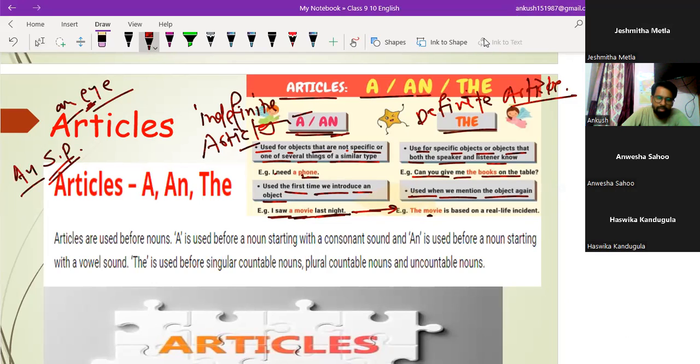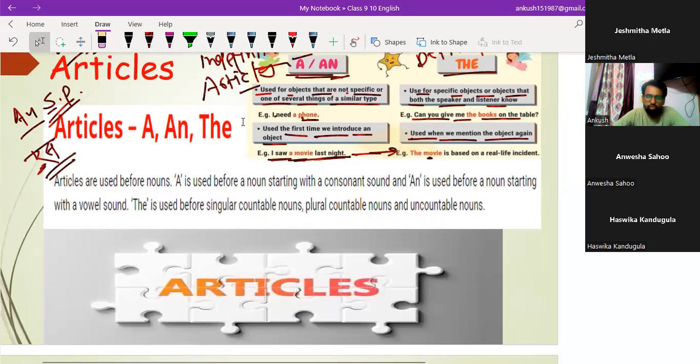Why would "an" be there? Because whenever we pronounce "S", it is like "es", so the first sound is "e". That means a vowel sound. That is why we will use "an" instead of "a". Are you getting the point? So the usage of "a" or "an" depends upon the first sound of the first letter of the word. Did you get it?